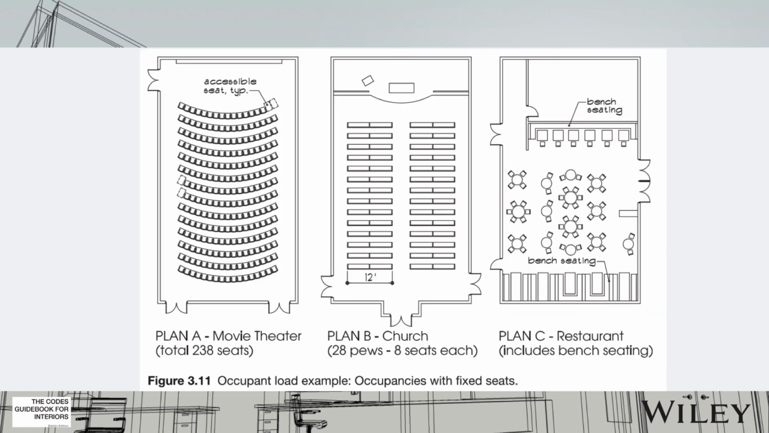Here are 3 examples that show the exact same floor plan used with 3 different occupancy classifications. Plan A, a movie theater. What would the classification be for a movie theater? Plan B, a church. And Plan C, a restaurant. This one would be harder to classify at this point because we don't have the square footage for that restaurant.